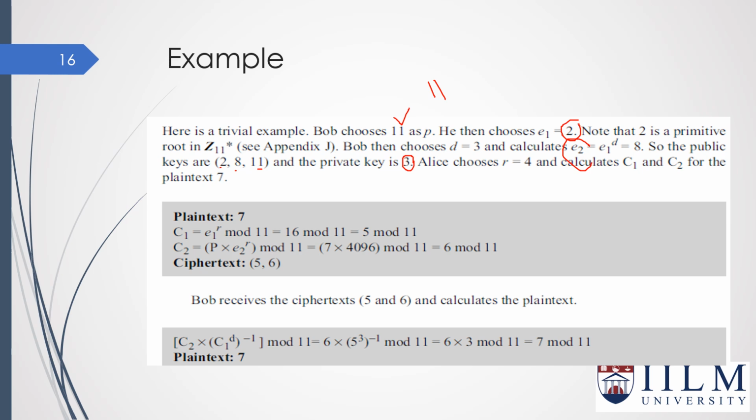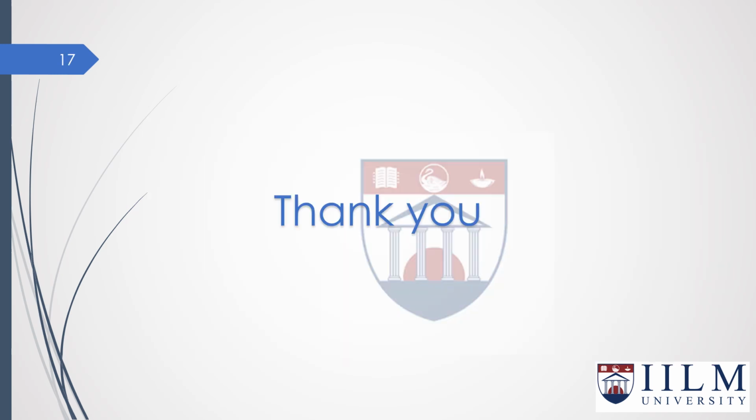Alice chooses R equal to 4 and calculates C1 and C2 for the plaintext 7. By the formula, C1 should be E1 to the power R. E1 is 2, R is 4. So 2 to the power 4 is 16 mod 11, which is 5. Then C2 equals P into E2 to the power R mod 11, that is 7 into 4096, which is 6 mod 11. Then the ciphertext would be 5 comma 6. And Bob receives the ciphertext 5 and 6.